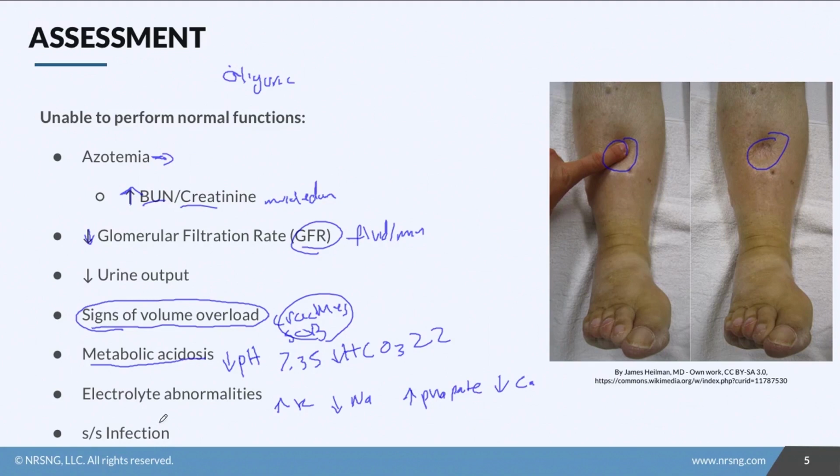And then, of course, if infection was the source, we're going to start seeing all our signs and symptoms of infection. Increased heart rate, we might see increased temp, increased WBCs.